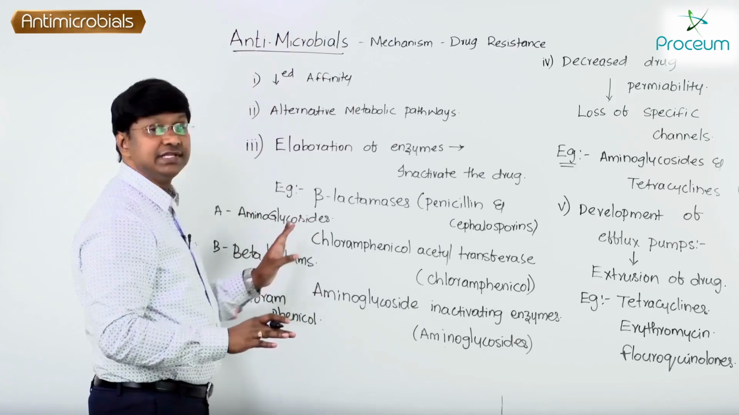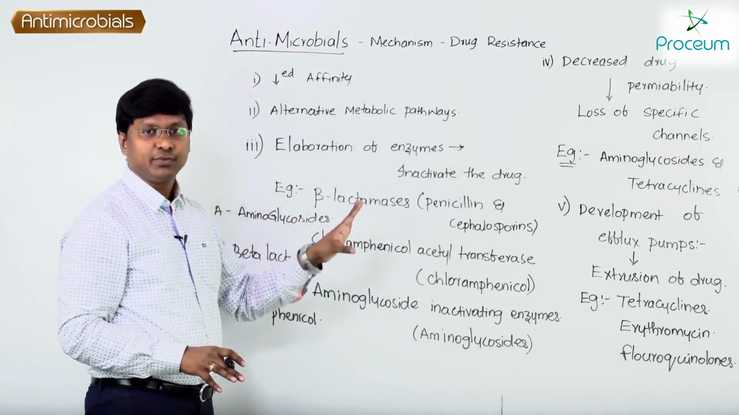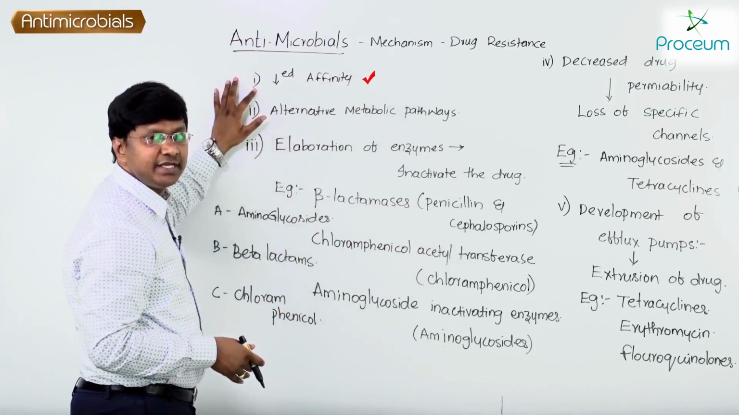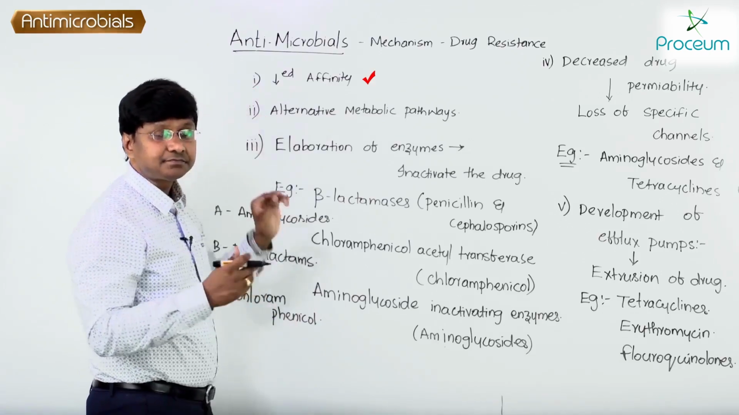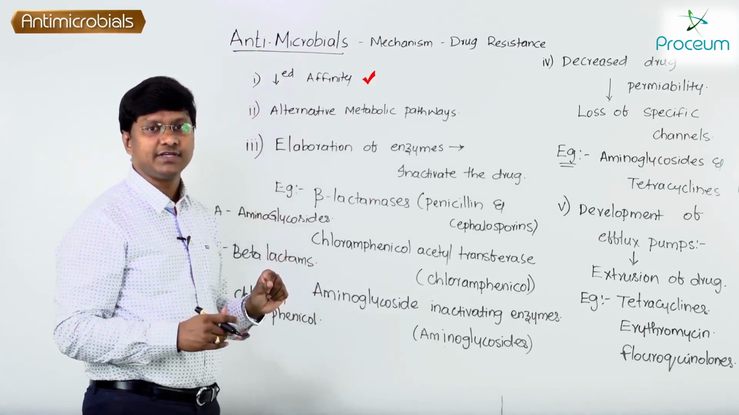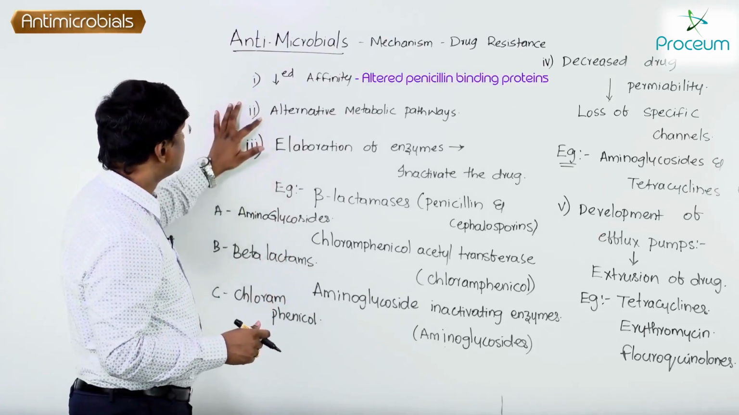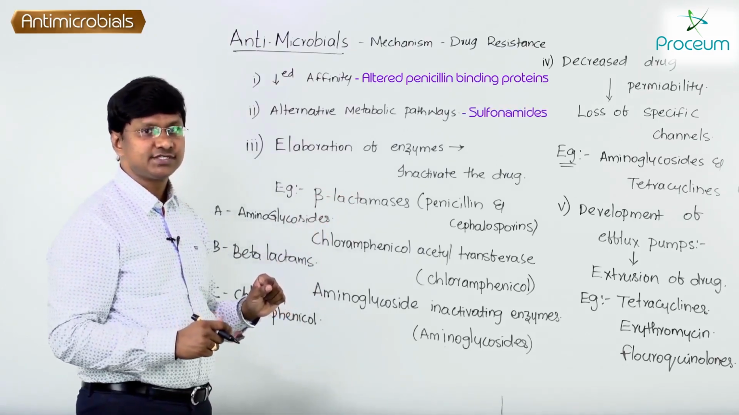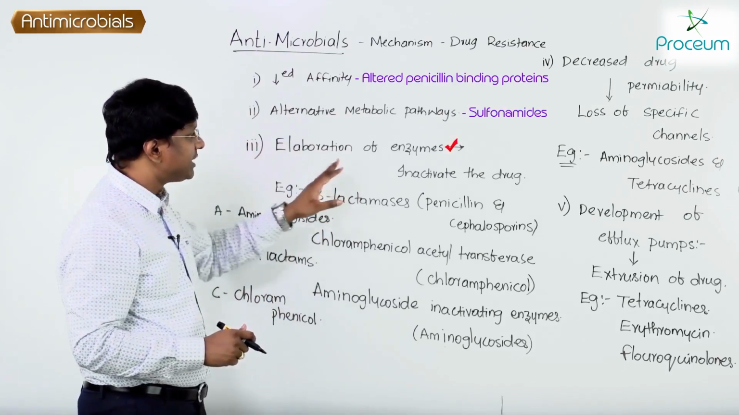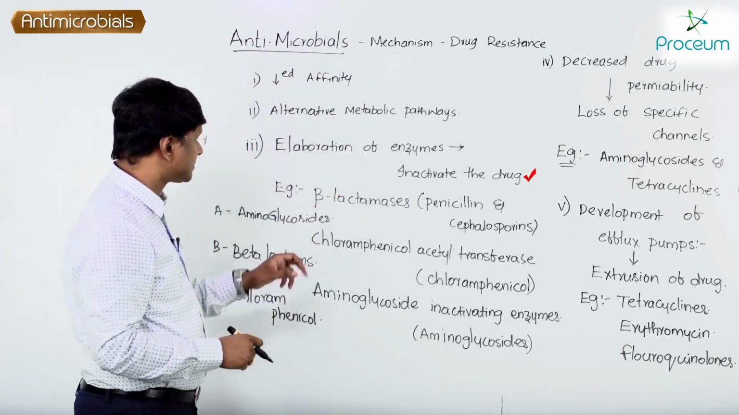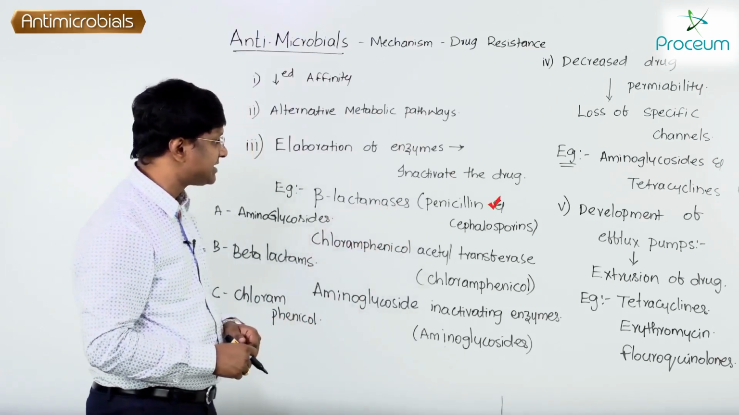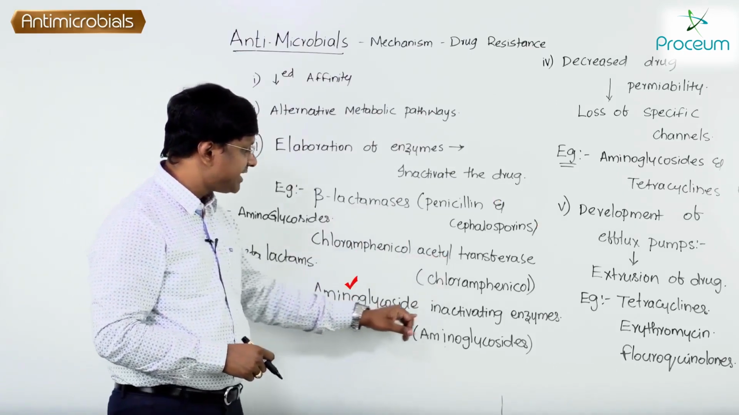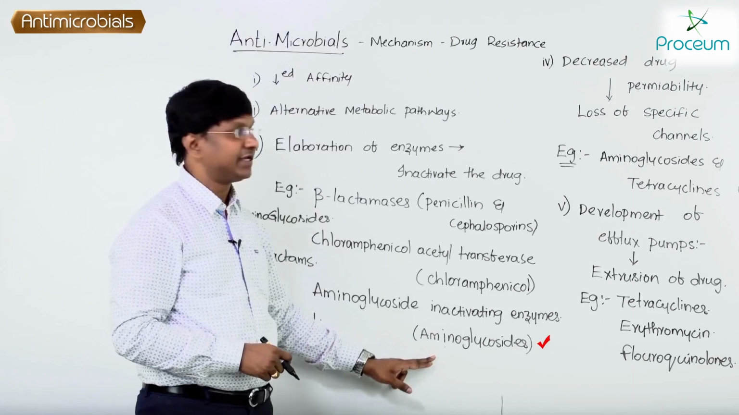Remember this. So these are all the various mechanisms by which drug resistance will develop. Number one, decreased affinity of the organism to the antibiotic. The example we have is altered penicillin binding proteins. The second one is via alternative metabolic pathways, that is sulfonamides, for example. And the third one is elaboration of the enzymes that will inactivate the drug. Example, beta-lactamases will inactivate penicillin and cephalosporins. Chloramphenicol acetyl transferase will inactivate the chloramphenicol. Aminoglycoside inactivating enzymes will inactivate the aminoglycosides.